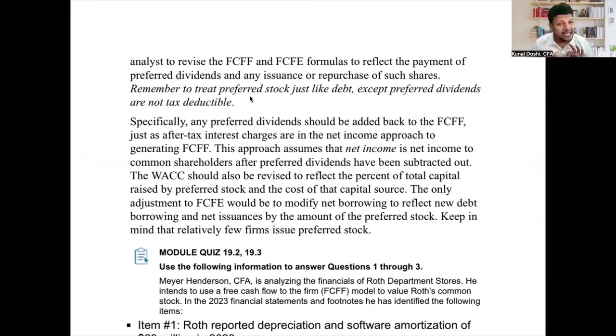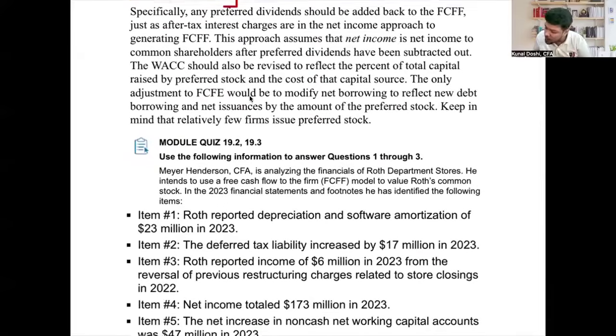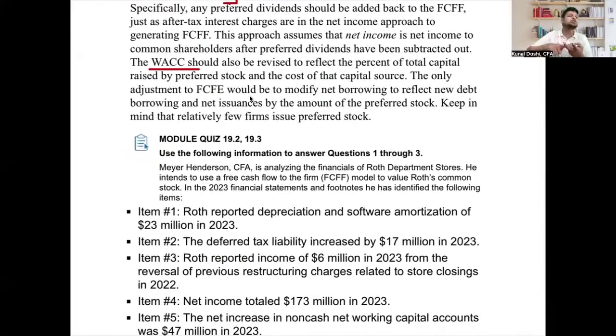So when we calculate FCFF or FCFE, remember to treat preferred stock the same as debt. The only thing is that it is not tax deductible, so there's no need for interest times 1 minus T. Otherwise, the treatment is the same. One more thing that will change is that your WACC will now have weights of debt, preferred, and equity. Just remember the treatment is the same; it's just that here it is only the preferred dividend, with no need for 1 minus T. They rarely put preferred dividend in the case, but if they do, this is the very easy approach.